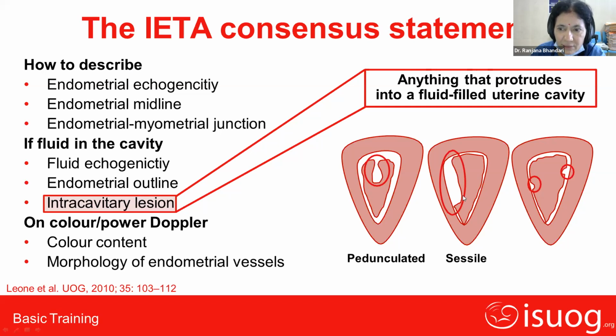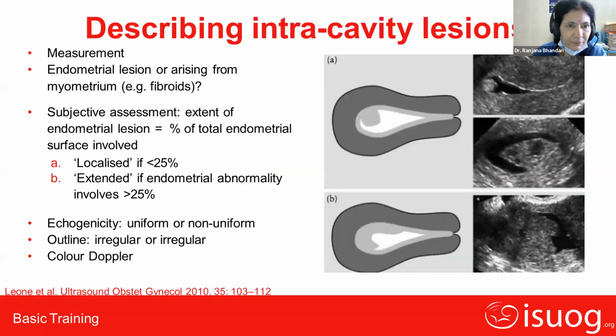This is a sessile SOL. Now, how will I say that it is pedunculated or sessile? I will take the diameter of the base divided by the maximum transverse diameter of the lesion. If it is less than 1, it has some stalk, so this is pedunculated. If the base divided by this is more than 1, then it is sessile. In this way, we should find out whether the intracavitary lesion is pedunculated or sessile.